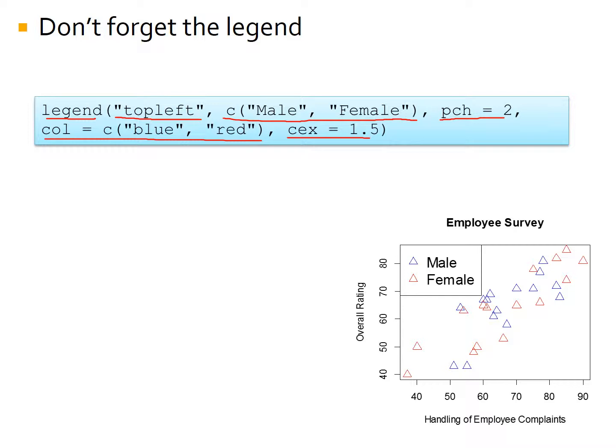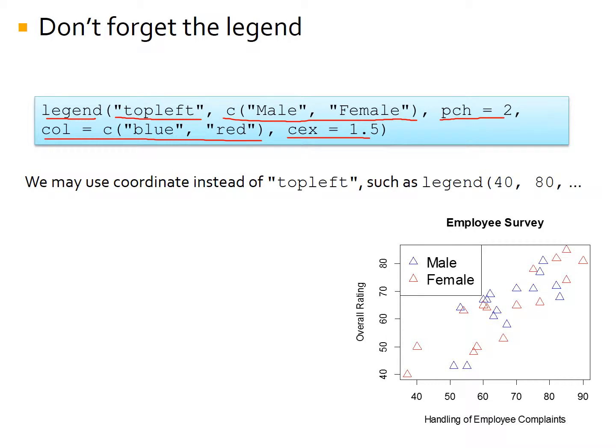So you will see the legend is on the top left, like this. Instead of using top left, we can use the exact coordinate of the legend. So the left corner will be on the coordinate of 40 and 80 if we specify it like that. And again, CX is the size of text and size of the point.